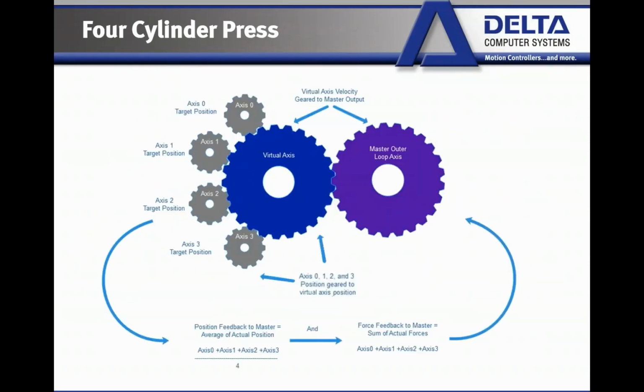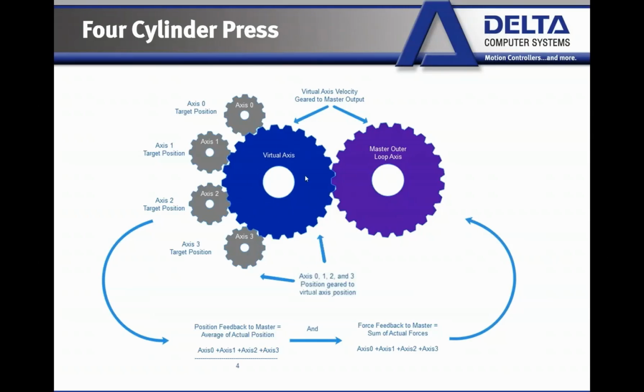Okay, here's just a brief recap. I know that this is a more complicated topic here, so I just want to go over it one last time. We've got 4 physical cylinders here. Each of these physical cylinders are being geared to a target, a virtual axis, target only. This makes sure that they're all level.